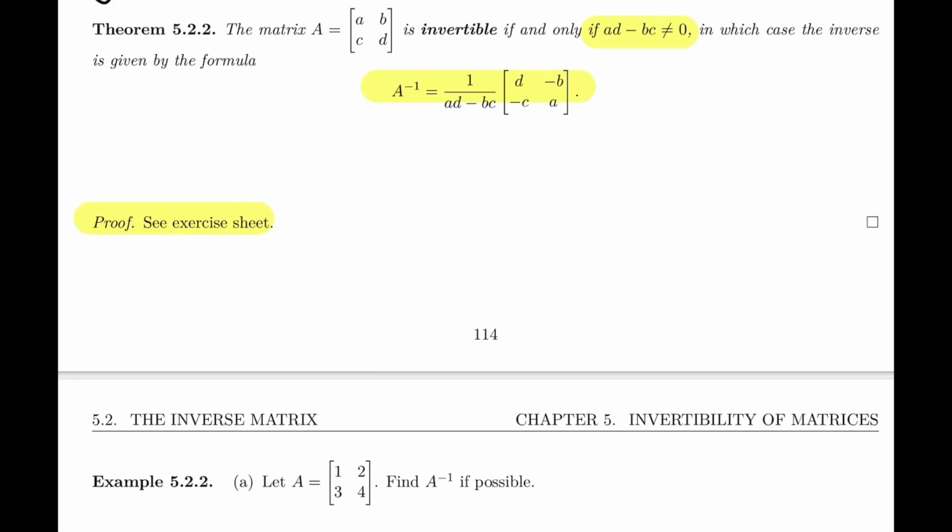It's in the exercise sheets for this section, and that's where we'll do the proof. Okay. However, before we go to an example, I do want to make a little remark.